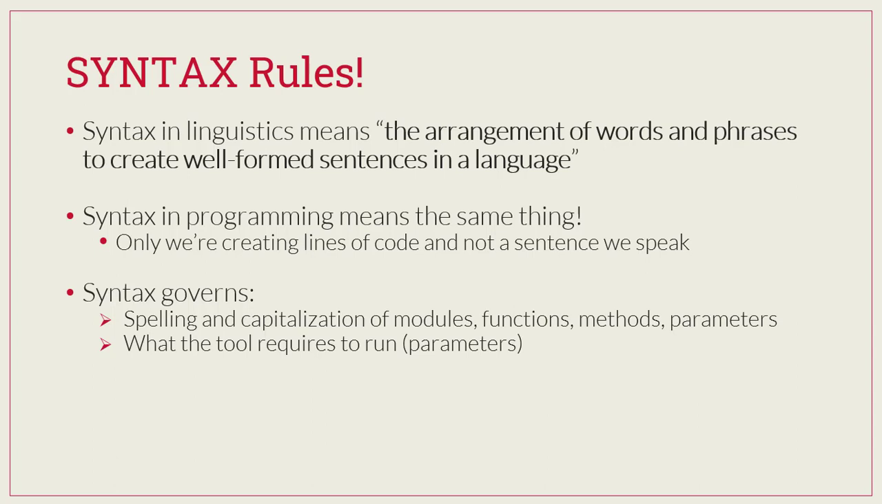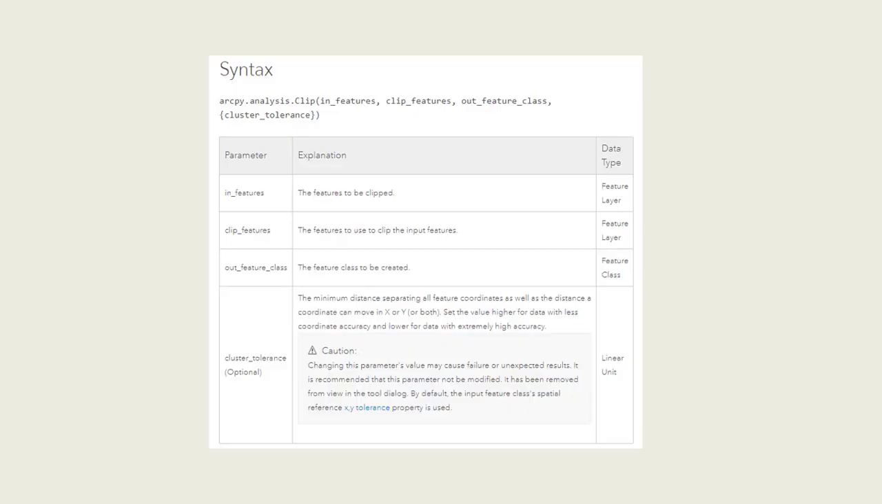So in programming, we're just creating lines of code instead of sentences we speak, but they have a very hard-coded set of rules that they must adhere to. Syntax is going to govern our spelling and our capitalization of modules, functions, methods, and parameters, and also what a tool is required to run, which is what we talk about as our tool parameters. That's why on the help documentation for every tool online, you're going to see a syntax area. The syntax gives you effectively the sentence structure for each of the tools.